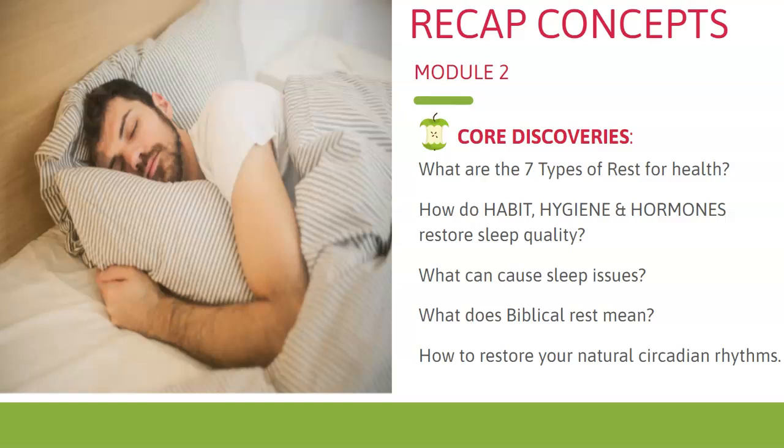So as we close out the module on rest, there are 7 types. They're based on habit, hygiene, and hormones, and what we can do to really improve our sleep and improve our rhythms of rest. What can cause some sleep issues? We looked at that, and we looked at biblical rest, how to restore some natural circadian rhythms. That's where working with a coach is super helpful to restore poor sleep and really regain, for some people, their vitality, their energy, their life.